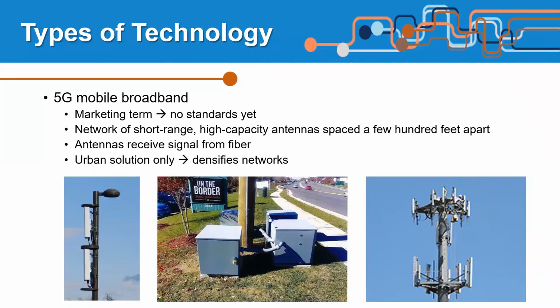Small cell facilities are a recent technological innovation in the mobile broadband business. The small part of the word really refers not to the size of these facilities, because they can actually be quite large, as you can see in the photos here, but rather the distance that the signal can travel. It's a small distance. They use high frequencies, and the signals, we're told, can only go 300 to 400 yards.